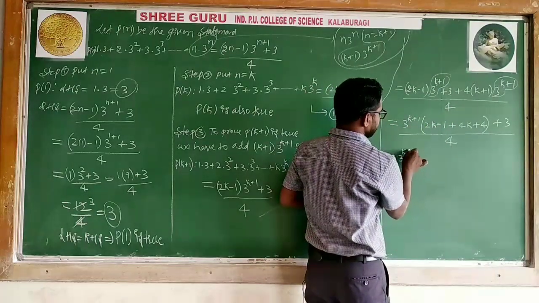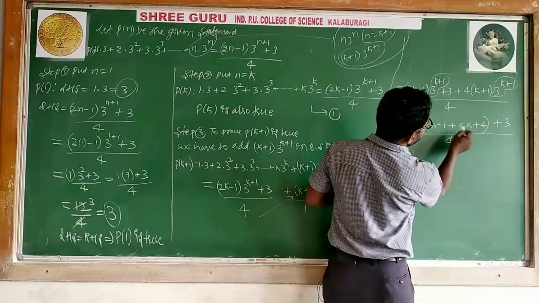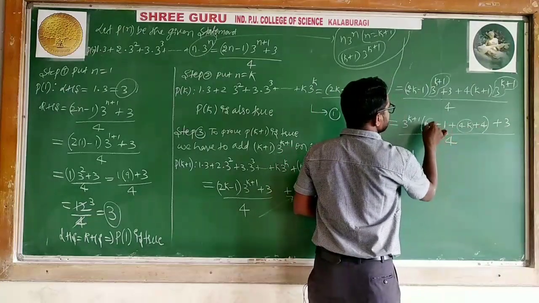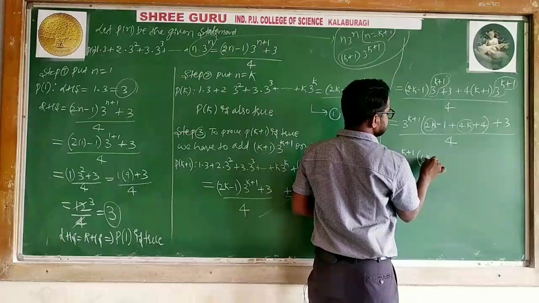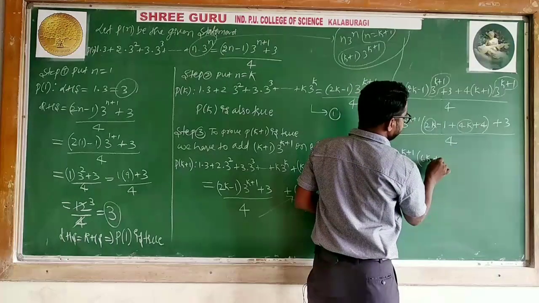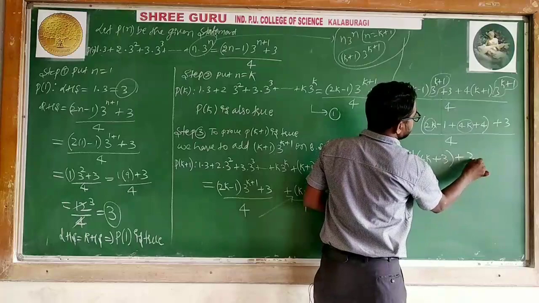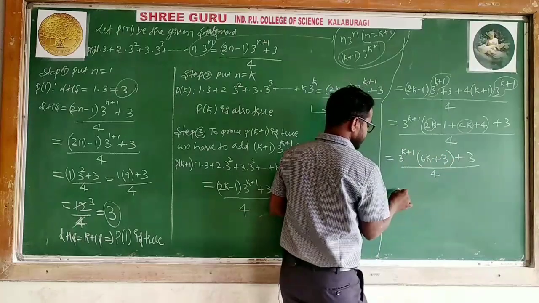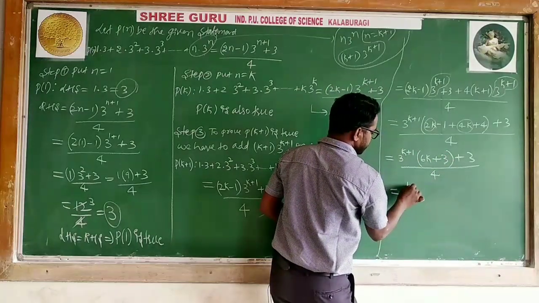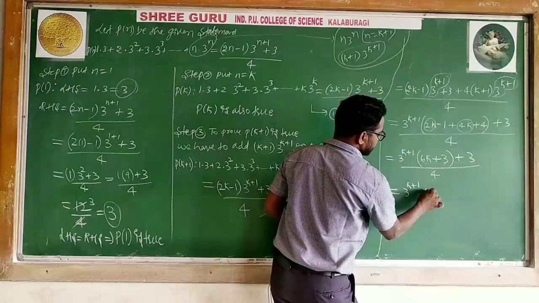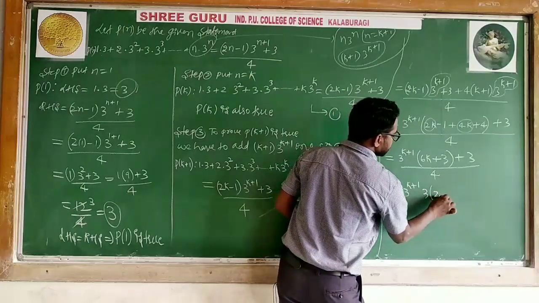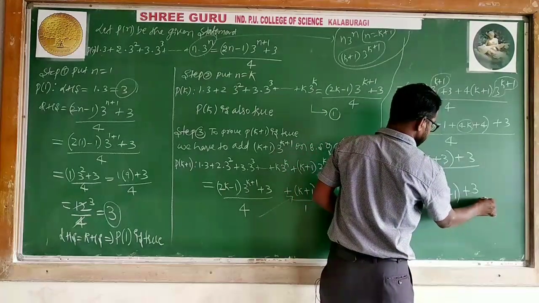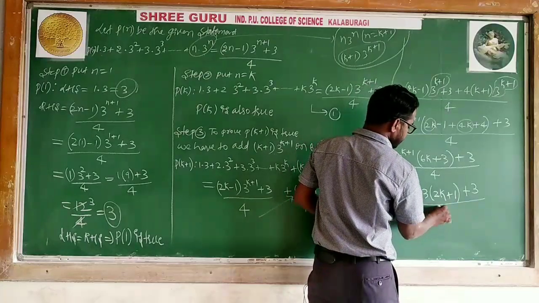3 to the power k plus 1 times 2k minus 1 plus 4k and plus 4. What happened? 4k plus 2k, how many k? 6k. Minus 1 plus 4 is plus 3, and plus 3 is this one, which I kept as it is, divided by 4. What is common in these two? 3. With 3 common, I can write 3 to the power k plus 1 times 3 into 2k plus 1, since 3 goes outside, plus 3 as it is, whole divided by 4.